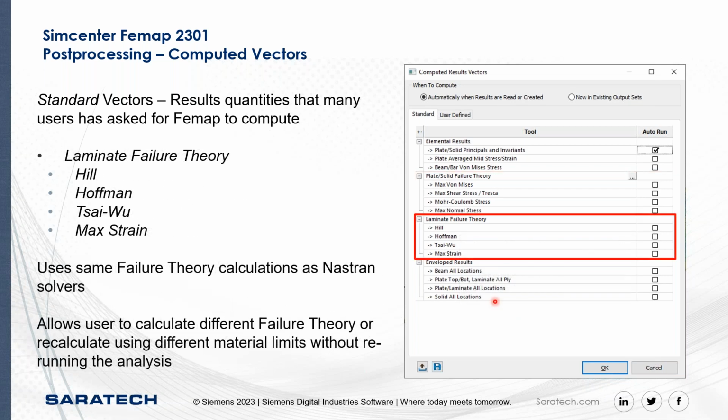If you're dealing with some composites or some laminate failure theory, Hill, Hoffman, Tsai-Wu, and Max Strain are all available. And again, these can be accessed after you run it. You do not have to rerun the analysis to create the options for these computed vectors.